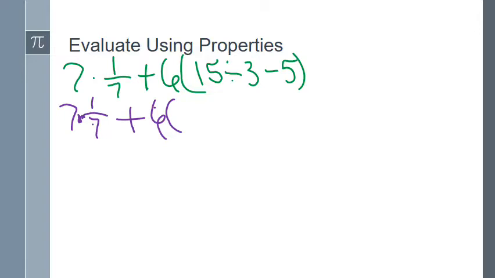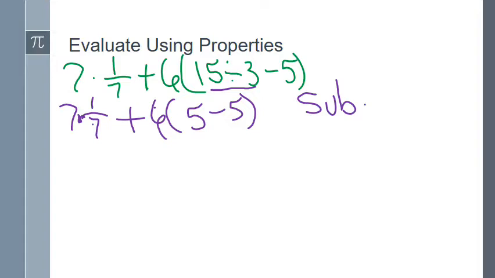It's 15 divided by 3. So I'm inside the parentheses. I still have to work through the order of operations, so I'm looking to multiply or divide. In this case, I'm going to divide. And 15 divided by 3 is 5 minus 5. And so as I'm looking at this right here, guess what I used? I used the substitution property. All right, so we're going to carry on.